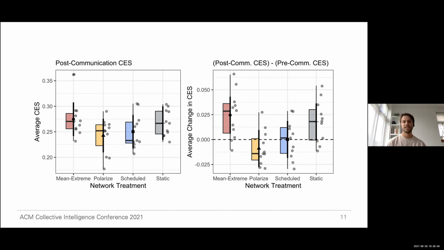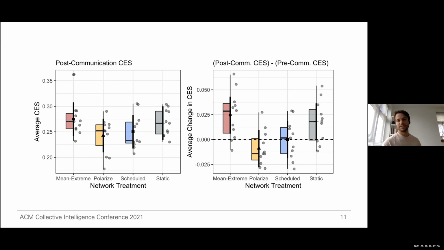And here we do see a significant treatment effect that suggests when communication is mediated by the polarized algorithm, it will decrease collective error more often than not, whereas communication either tended to increase or had no effect on collective error in our other treatments.